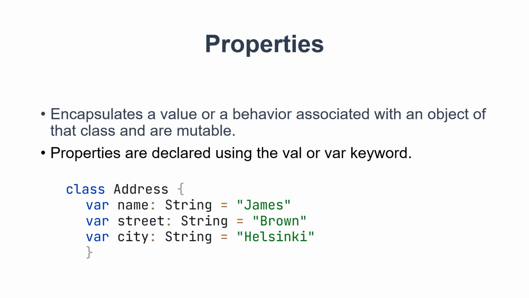Properties in programming can be understood as values or behaviors encapsulated within an object of a class. They represent characteristics or attributes of an object and can be modifiable, or mutable, or remain constant, that means immutable. Properties are declared using keywords like val for read-only properties or var for mutable properties, providing a way to interact with and manage data associated with the objects in a structured manner.